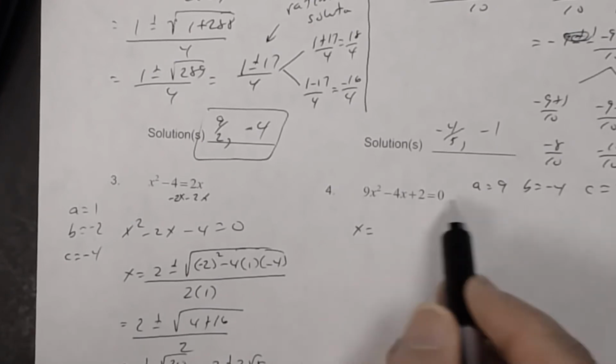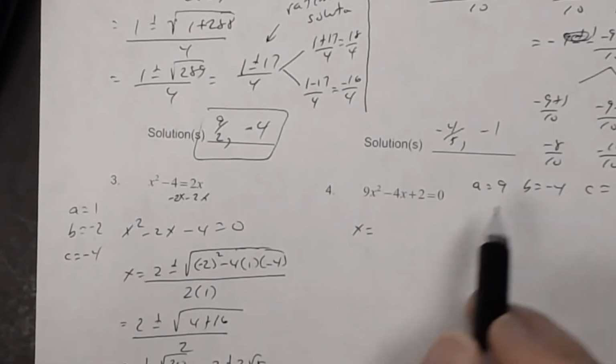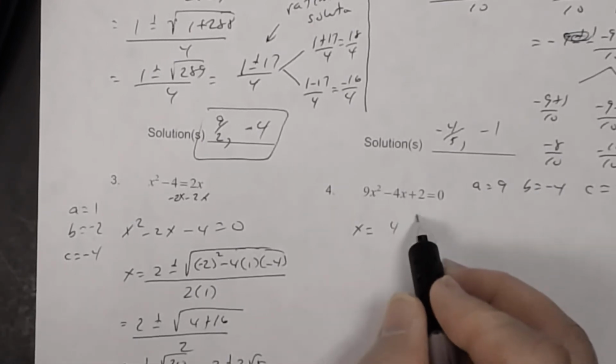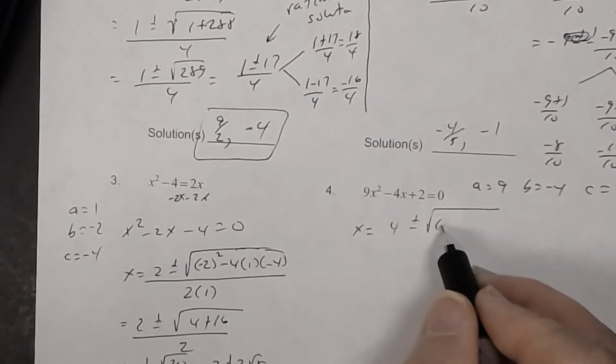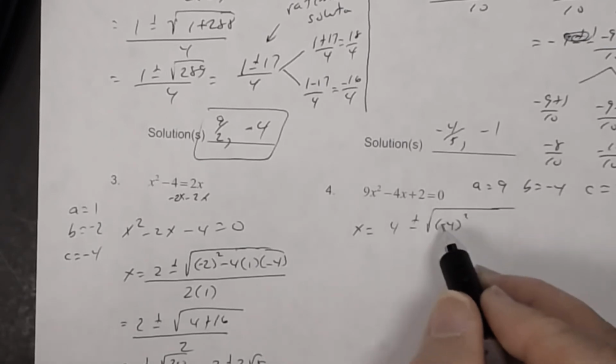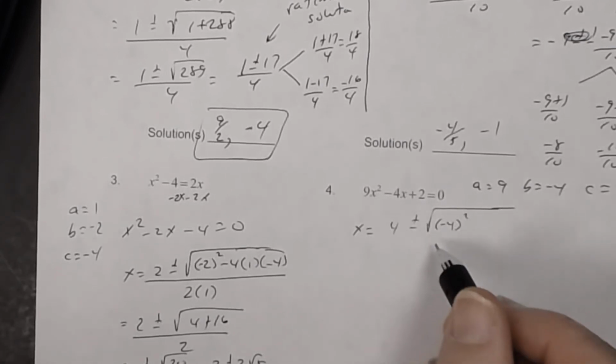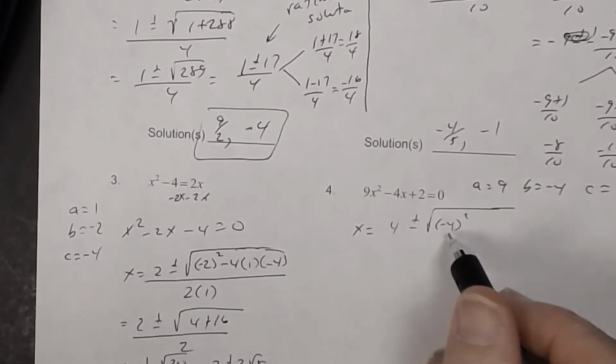So I get x equal the opposite of b. Well, if b is a negative 4, what's the opposite of negative 4? Positive 4. Plus or minus the square root of b, which is negative 4. Put that in parentheses, squared, because negative 4 squared better be positive. If you don't put that in parentheses and use your calculator, it's going to tell you negative. All right, so be careful.